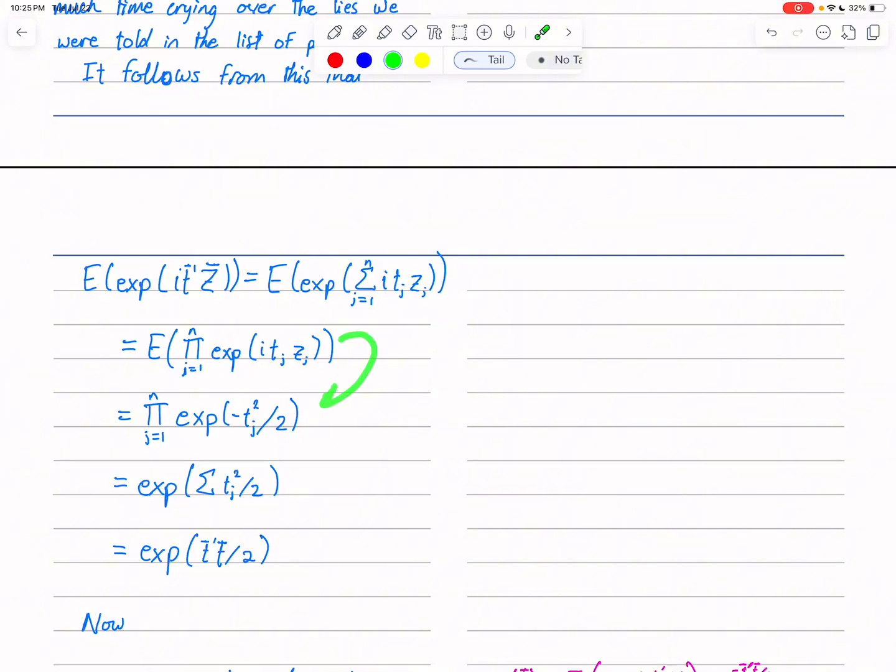Here is where we use exactly the thing that I prepped you for up above. So the expected value of this standard normal random variable turns into this function of t.